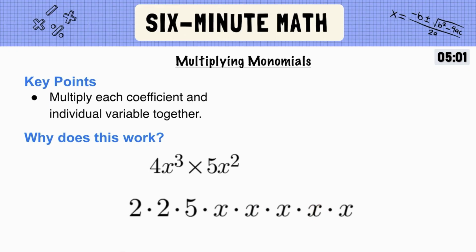What does this simplify to? Well, 4 times 5 is 20. And I have 1, 2, 3, 4, 5 x's, giving me a final answer of 20x to the power of 5.